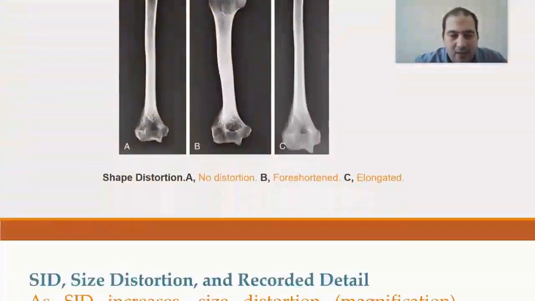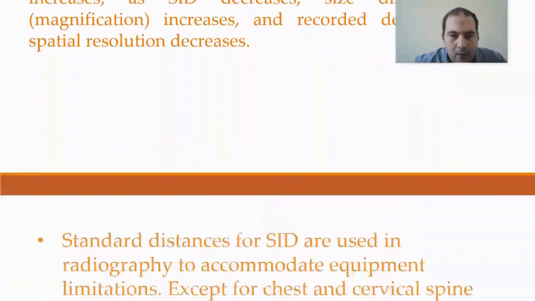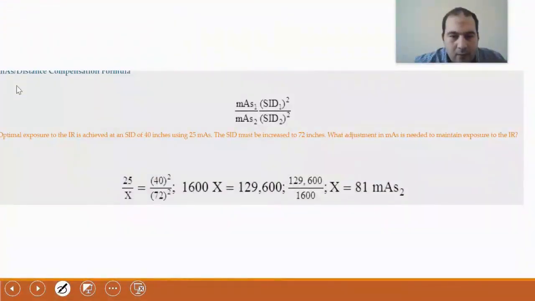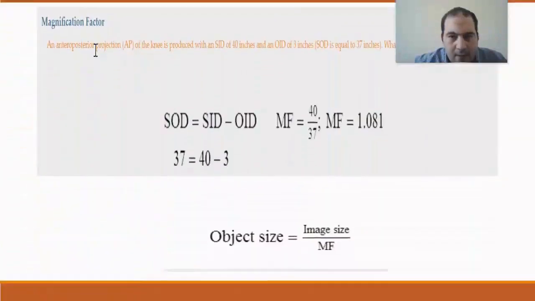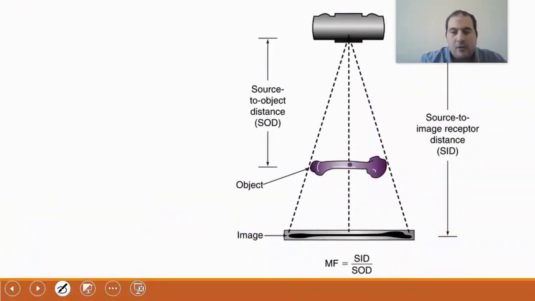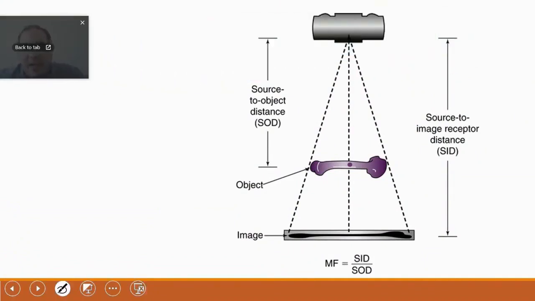Okay, there is something called the magnification factor. This magnification factor is basically the ratio between two things: the source to image distance, SID, and the source to object distance, SOD. So, if you want to know what your magnification factor is, you need to know the distance between the X-ray source and the image receptor, as well as the distance from the source to the surface of your object.